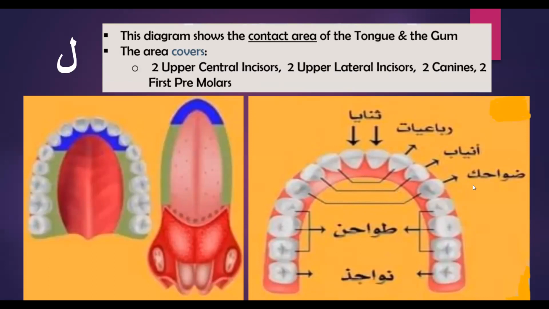This premolar is called dahik. So one side and another side, they both have the same name, dahik. Then you have anyab, rubaiyat, and thanaya. Thanaya uliya, which is the upper front central incisors. I hope this will help you, inshallah.